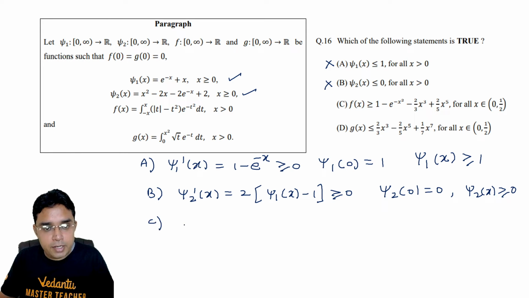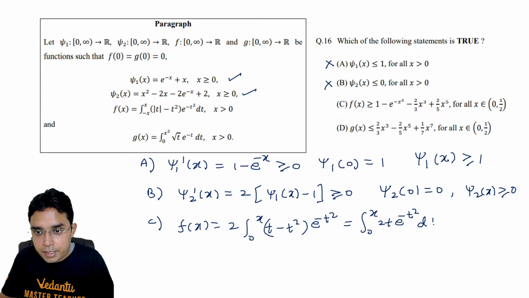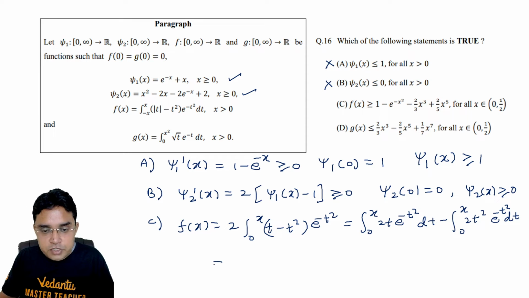Now to do the C part, f(x) is equal to 2 times the integral from 0 to x of (t minus t square) into e power minus t square. I can write it in two parts: integral 0 to x of 2t e power minus t square dt, and minus integral 0 to x of 2t square e power minus t square dt. Now this first part is directly integrable. We can write this as e power minus t square with a minus sign outside, limit 0 to x.